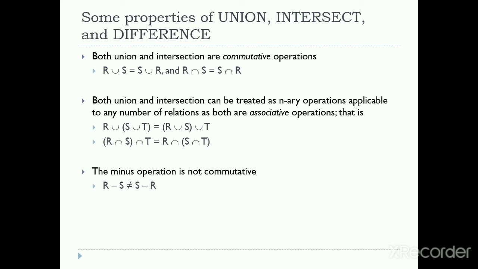R union S, or S union R, the result will be the same, even in the case of intersection. We can have any number of relation operands. We can apply this for n-ary operations like R union S union T: first we take R union S, and then we can union it with relation T. In that way it is associative. We can group in any order.